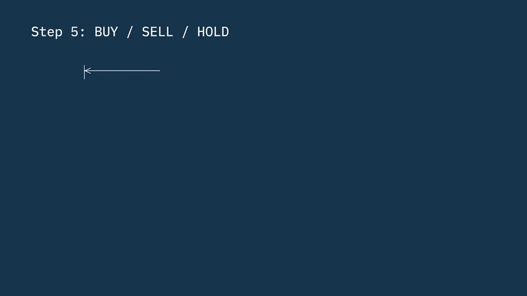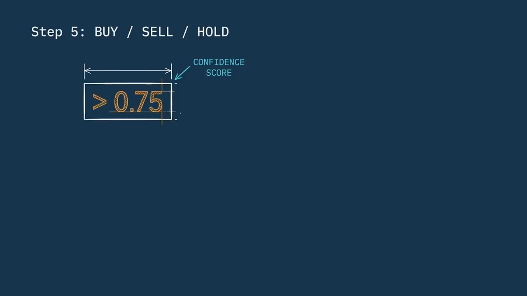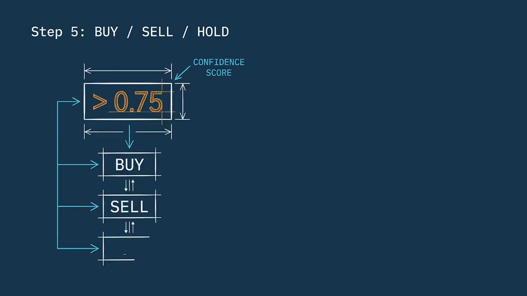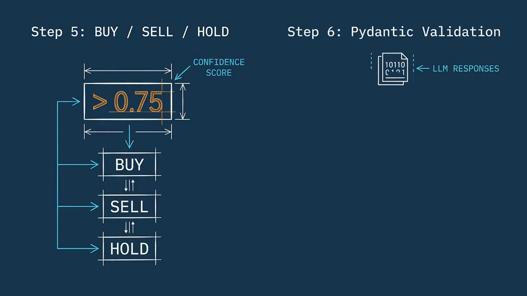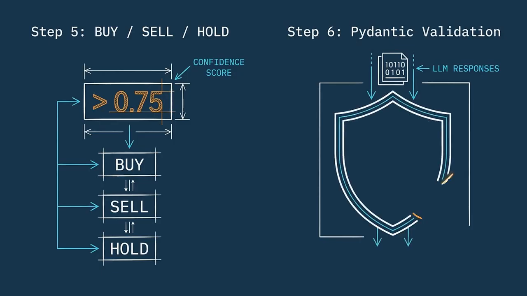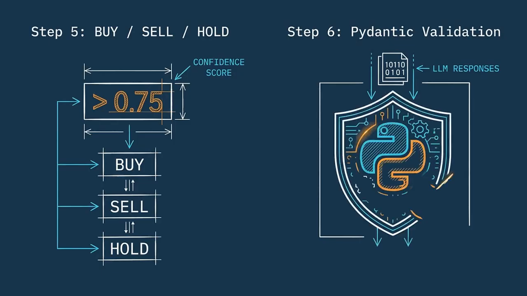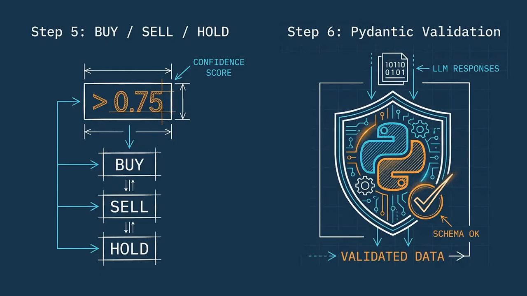Step 5. In your prompt, instruct the model to recommend buy, sell, or hold for each position, and to refuse action on any ticker where confidence falls below 0.75. Step 6. Validate the structured output against a Pydantic schema in Python before any order is submitted. This prevents malformed LLM responses from reaching the brokerage.